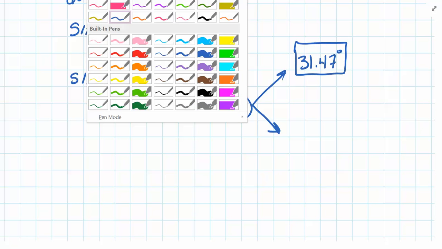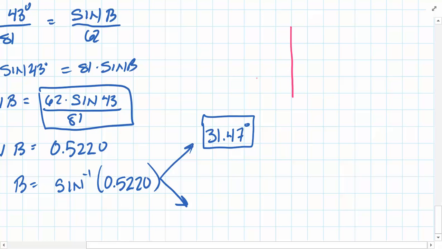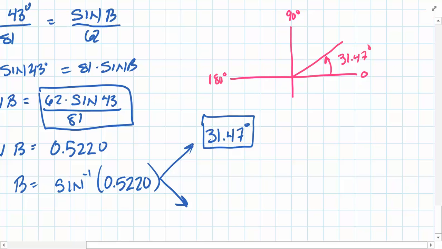Now we have to remember our trig. Think about the unit circle. Here's 0, here's 90 degrees, here's 180 degrees. Can you draw for me 31.47 degrees in standard position? What quadrant would it be in? It would look something like this. For the sake of argument, this is 31.47 degrees. You guys cool with that part? Now, the sine of 31.47 degrees is equal to this value. Is that true? Yeah. Okay.